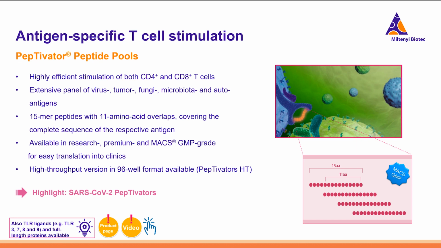Peptivators are available in different quality grades as well as in a convenient 96-well format for high throughput applications. The different quality grades include research grade, premium grade, and MACS GMP grade. Most notably, we also added SARS-CoV-2 Peptivators to our portfolio to support your virus-specific research best. Please follow the respective links to get to the Peptivator product pages as well as to see an informative SARS-CoV-2 Peptivator video. Please note that we also offer TLR ligands as well as recombinant proteins for cell stimulation.